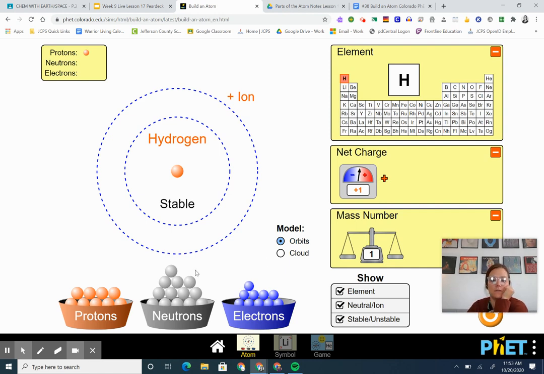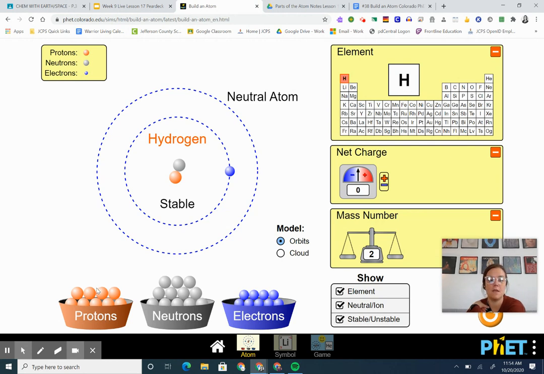All right, so if I go and add my neutron, I notice that the charge didn't change, the element didn't change, but the mass number did because neutrons contribute to the mass. Next, I'm going to finish up with my electron. I add my electron. It will not go into the nucleus. It will only go into the shell. And I noticed that the mass didn't change that time, but the net charge did. Also, it still is hydrogen.